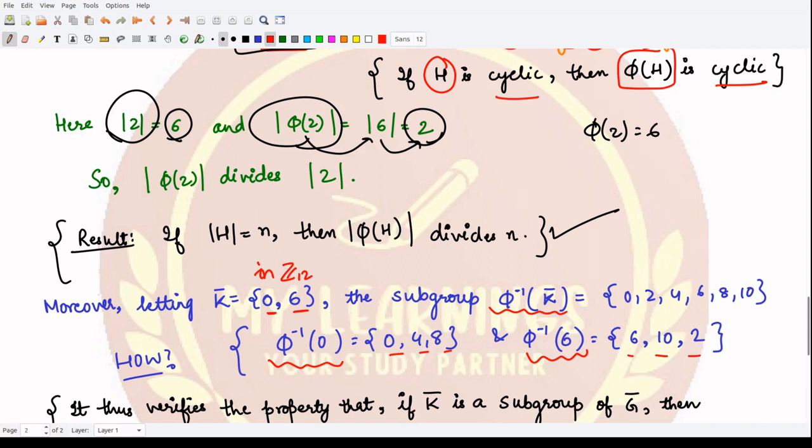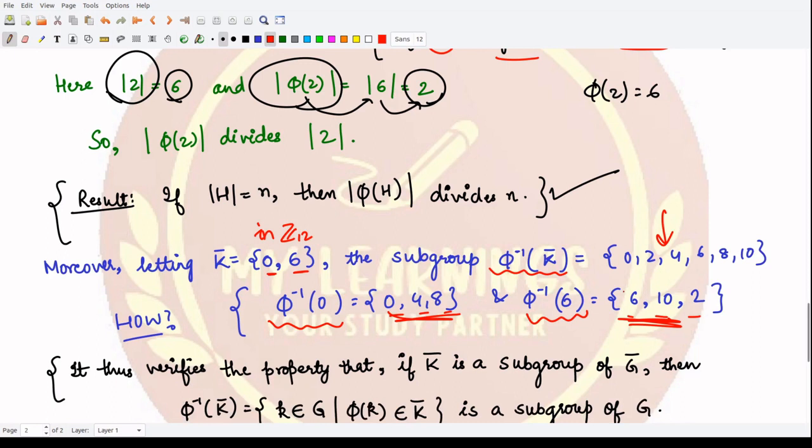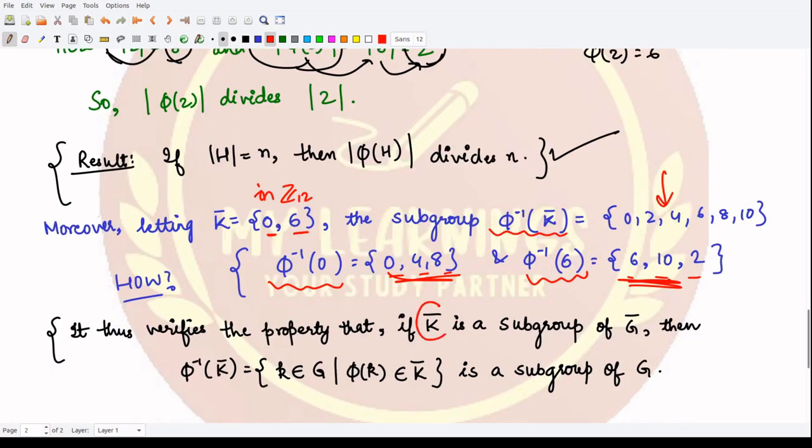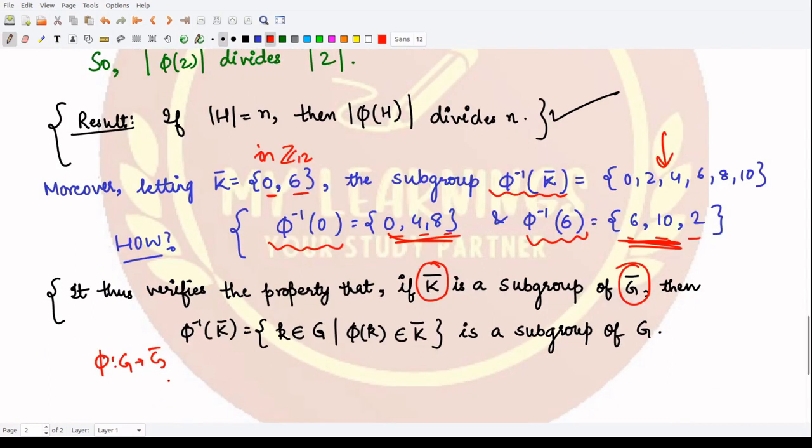Why? Because of the same reason as I have told you above. Hence, combining these two sets, you get your phi inverse of K bar, right? And so this verifies this property that if you have K bar as some subgroup of G bar, where in this case phi was defined from G to G bar, right? So we have some subgroup here. Corresponding to the subgroup, we can find the inverse image here within G, so that this inverse image of K bar is also a subgroup of G. This was the result which we have verified in this particular case.